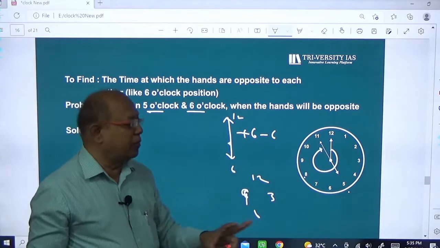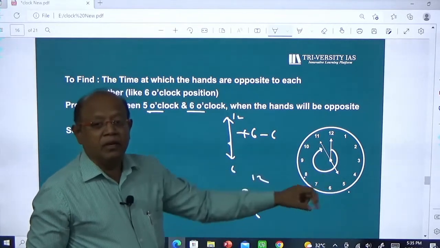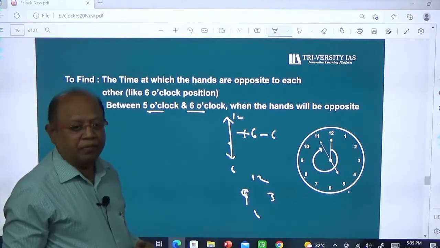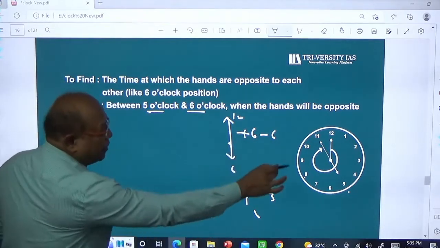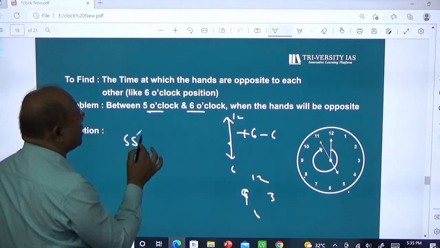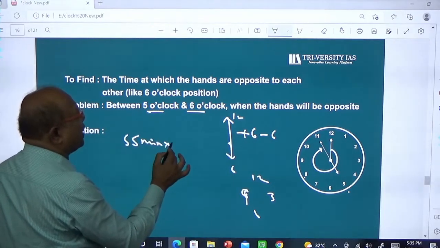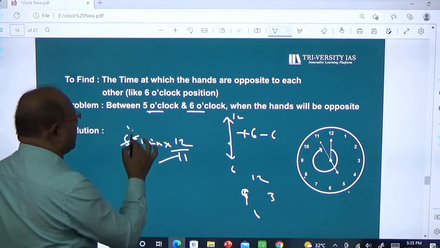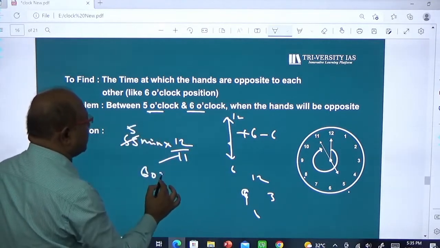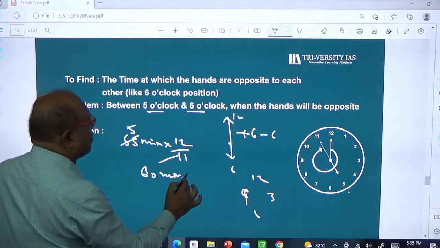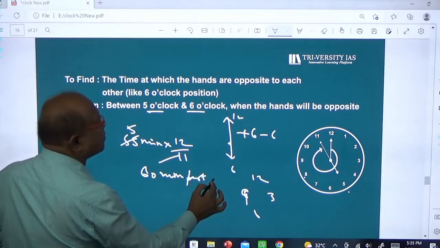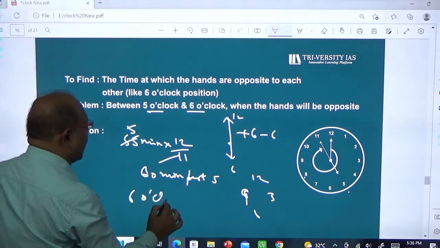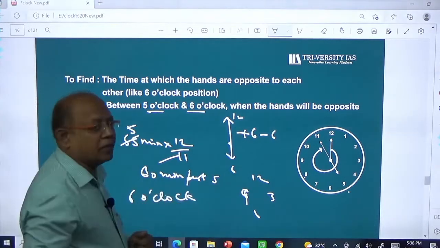Again, for that 55 minutes, the 5 won't be here, it will move. Accordingly, we need to find the relative time. As I already told, 55 is visible to us. So if we multiply by 12 by 11, 55 is 5 times 11, so 60 minutes past 5. So by 6 o'clock only, the hands will be opposite to each other.